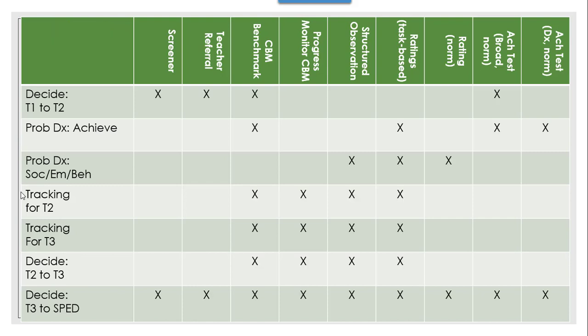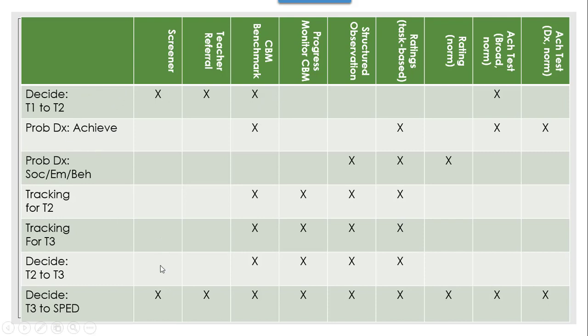So here is what it would look like. Deciding to go from tier 1 to tier 2, we already talked about this. Screeners and teacher referrals, that's the way to go, right? And maybe you have some sort of broad normative-based achievement test that was done, like the FCAT or the FSA or whatever. And then the CBM, or curriculum-based benchmark measure, maybe was done by the school at some point to say these are issues, right?